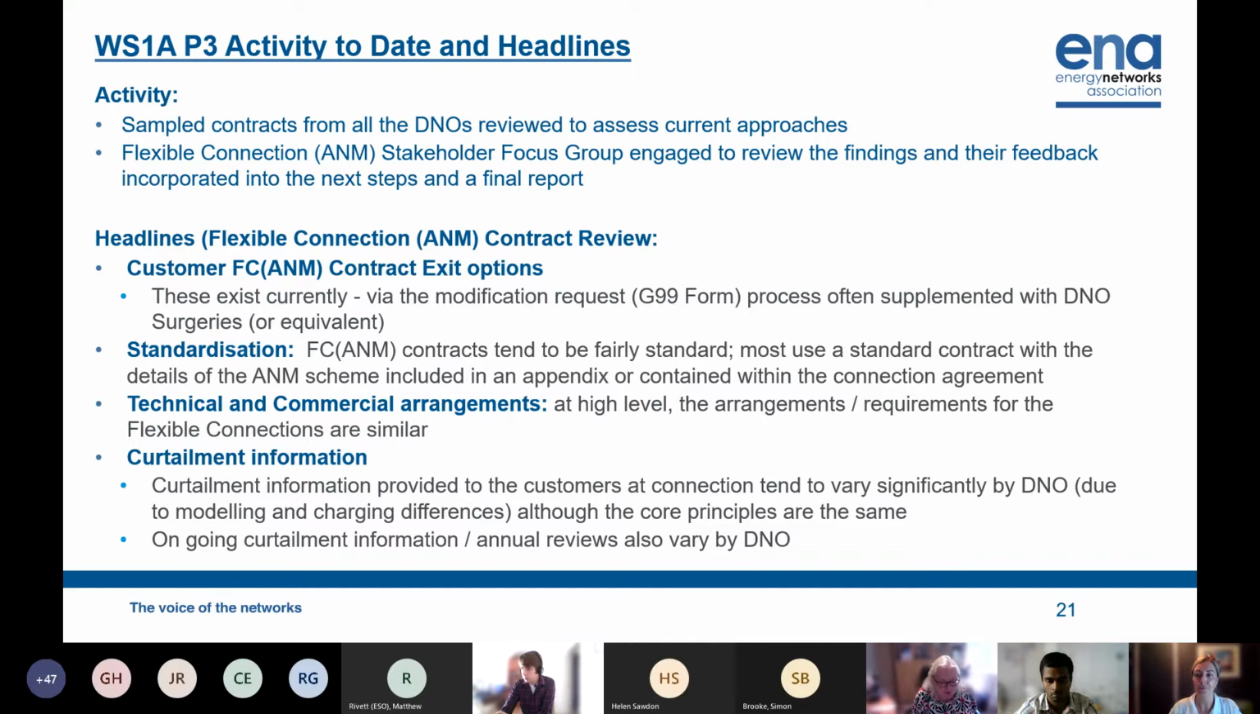So in terms of what we've done to date, one of the first actions when trying to understand these contracts was to sample contracts from all the DNOs and look at their different approaches, how they format the contracts, and what's included in them. By contracts, I mean the flexible connections facilitated through A&M. We captured all that information, and we were also looking for insights. Where are the variances, and why do some DNOs do things differently, and are they better? Do some DNOs have activity that would be helpful more broadly?